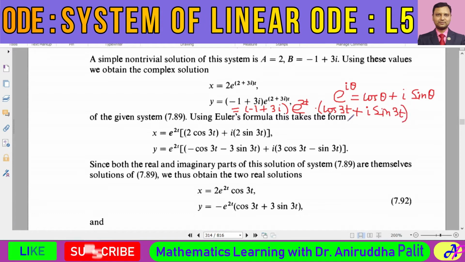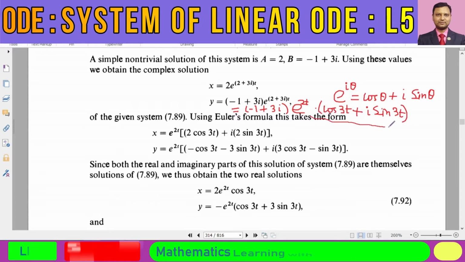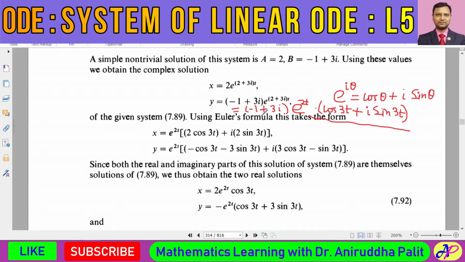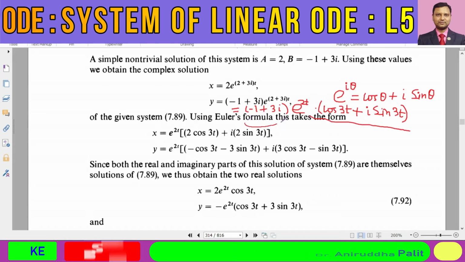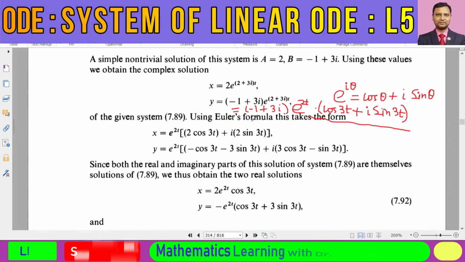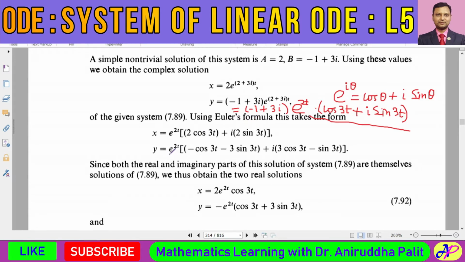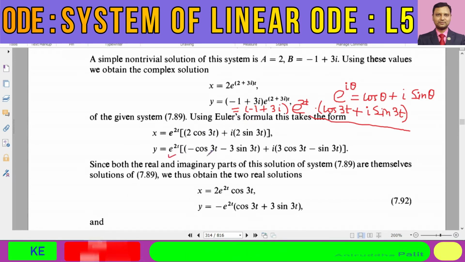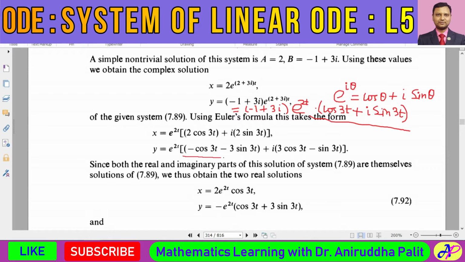Got it? So over here you see this is a complex number, cos of 3t plus i sine of 3t, and this is another complex number, -1 plus 3i. This is another complex number. So whenever we multiply all these complex numbers, you see e to the power of twice t will get common, and the remaining part will have this kind of expression.